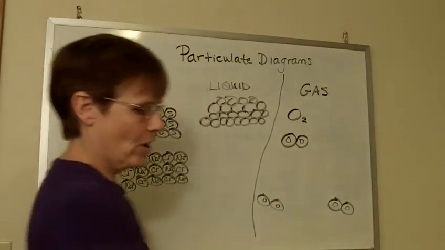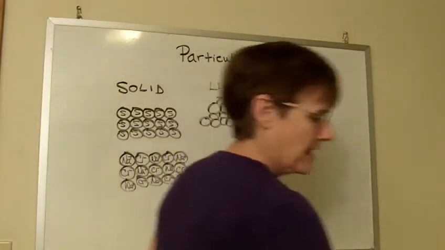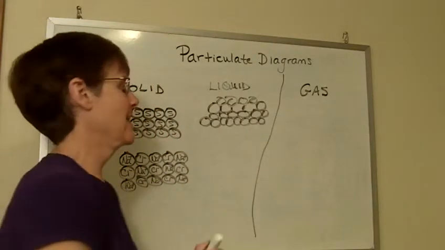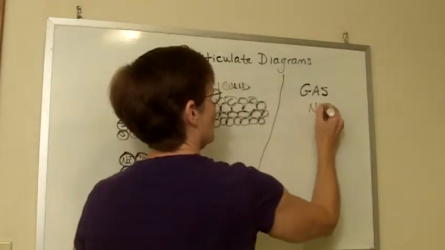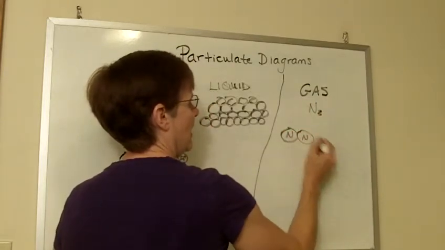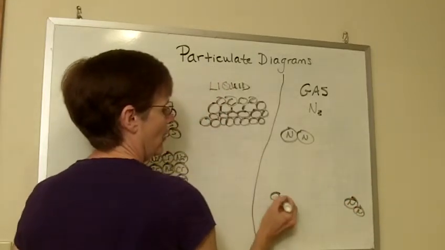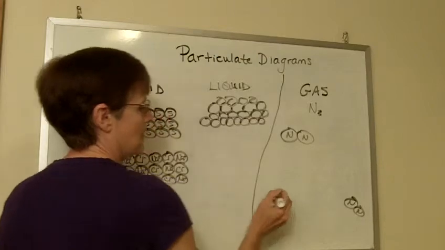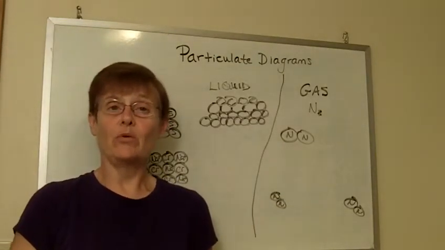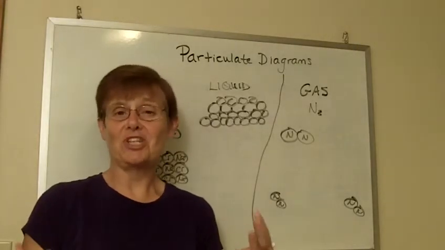Maybe we could do nitrogen also. I'll erase my oxygen and do something different. Nitrogen also is what we call diatomic, meaning there's two atoms that are bonded together. So we'll do nitrogen gas, put an N there and an N there. Maybe another one over here, maybe another one way over here. So for you to represent a gas, the important part of that would be to make sure that you separate the molecules or the atoms from each other.